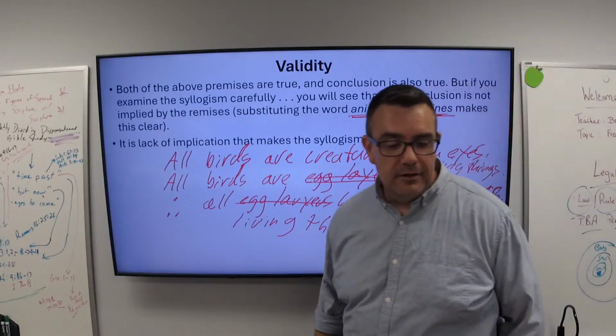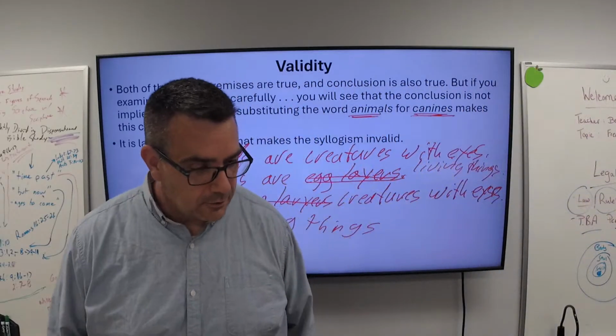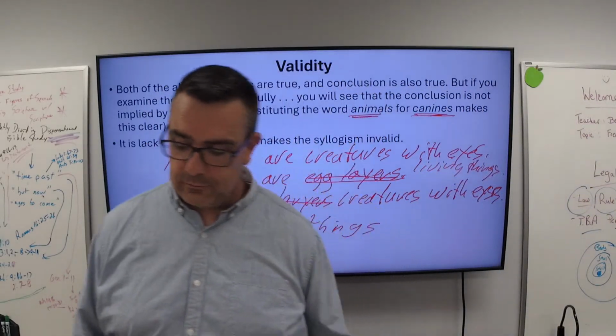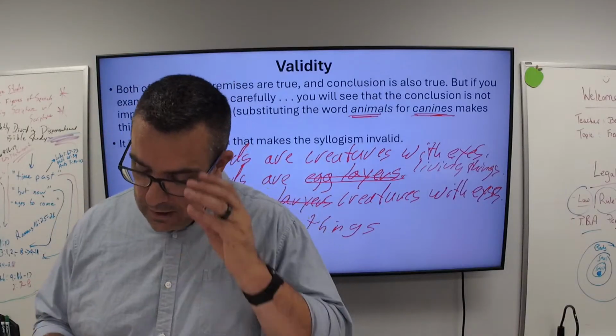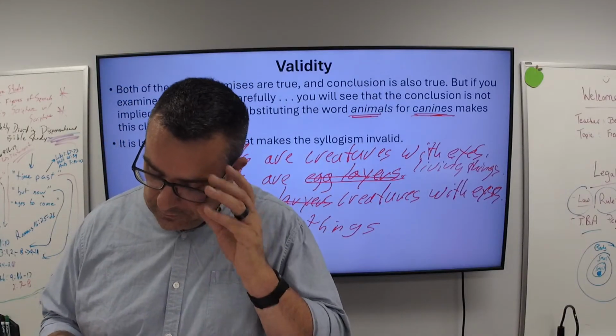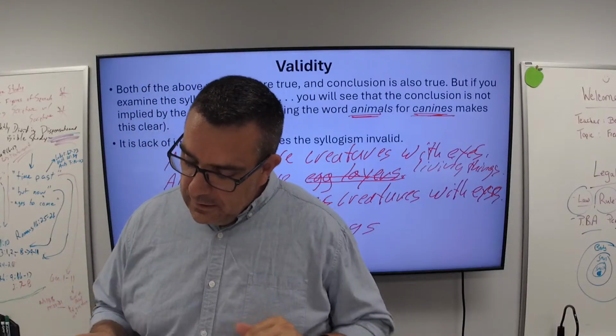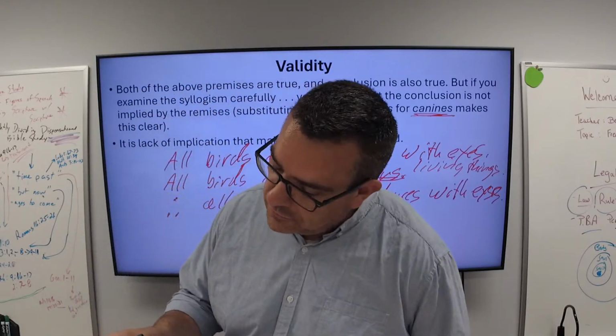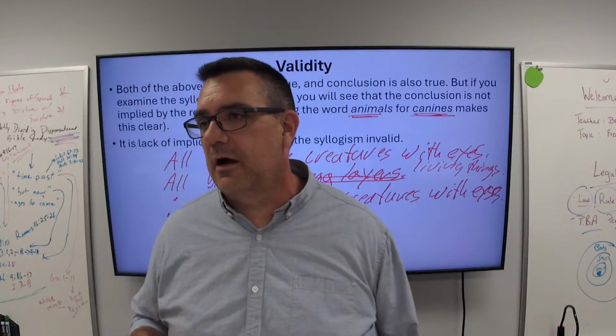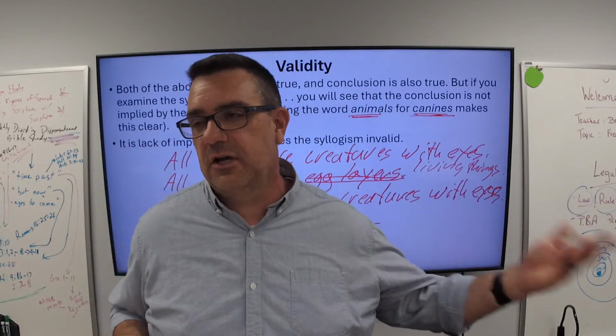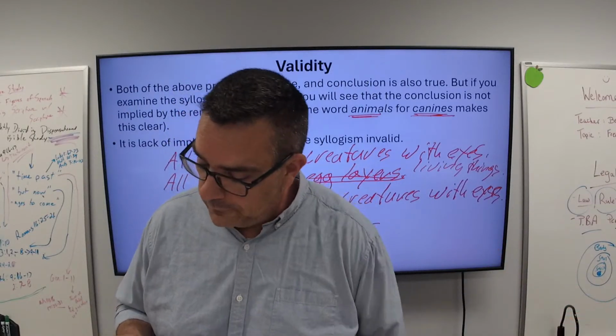So therefore all living things are creatures with eyes. So we're going to replace, as I said, egg layers with living things. Okay? Replacing the words does not change the form of the argument. So we haven't changed the form of the argument. We're testing the validity by changing out what? The words here. Okay?